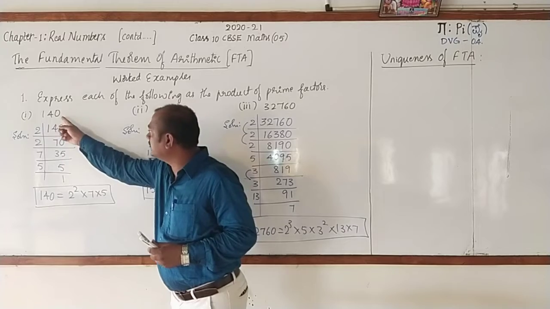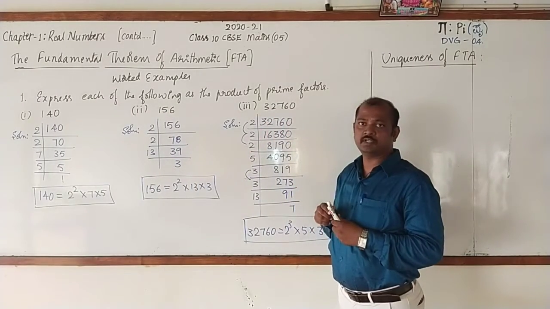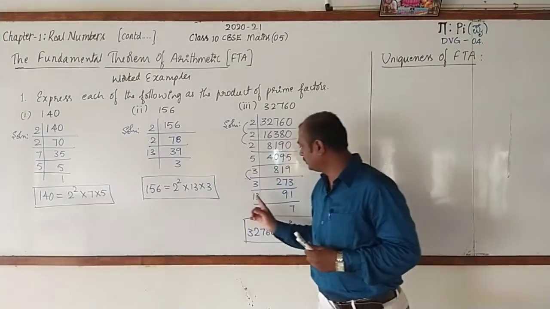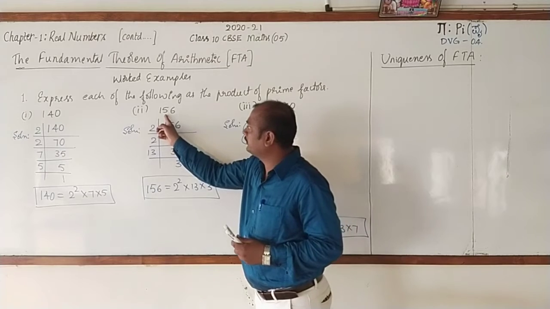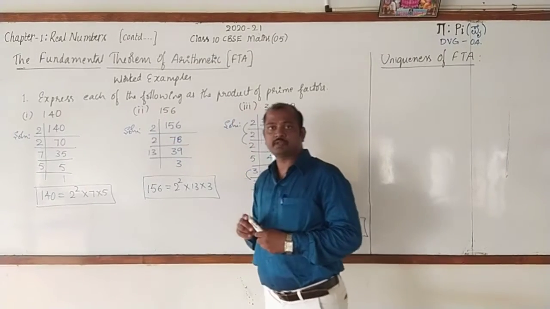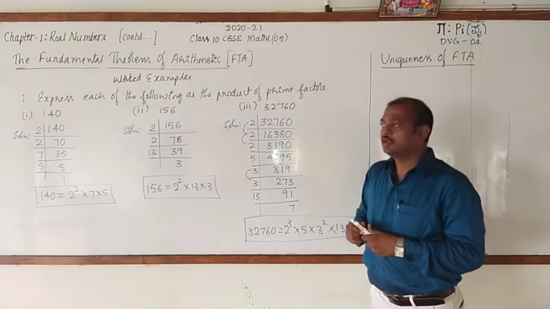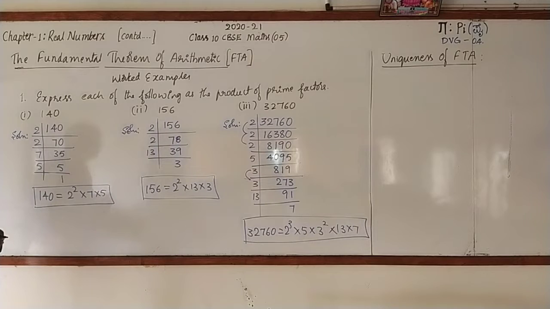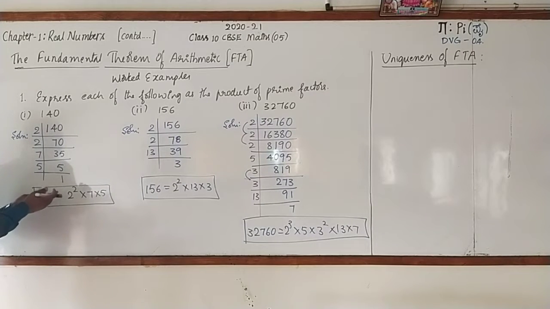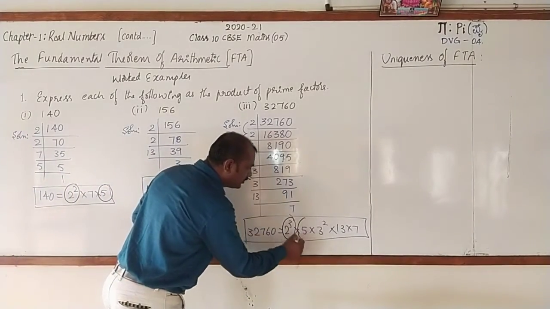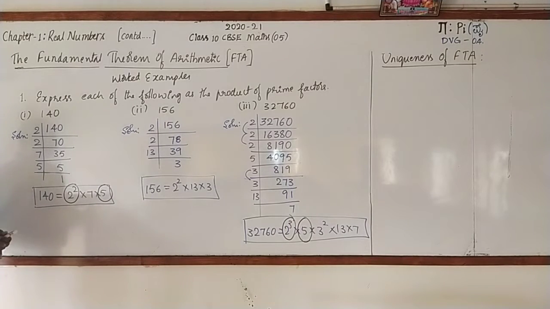In the first example, the number ends with 0. In the third example, the number ends with 0. Observe their prime factorization, both this and this. And the number which does not end with 0, observe its prime factorization. See that, if a number ends with 0, could you tell what are the common prime factors present in their prime factorization? Yes, you are right. See that 2 is there, 5 is there. And here 2 is there, 5 is there, irrespective of their powers. Got it? So if a number ends with 0, then can we say that it contains both 2 and 5, or it contains 2 into 5?